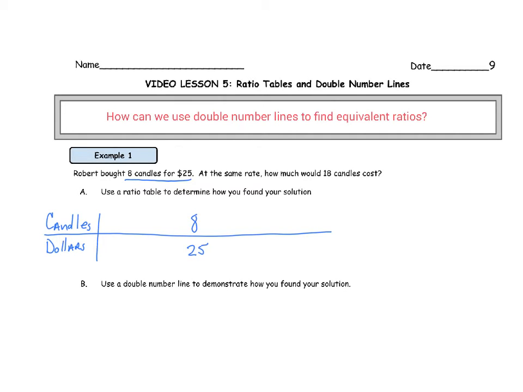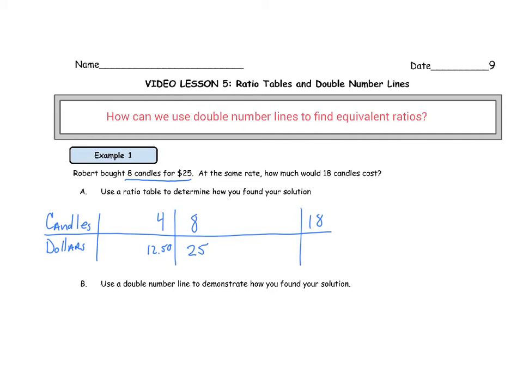I can't think of a factor when multiplied by 8 will give us 18. I can't think of one right now. So what we can do is break the ratio of 8 to 25 to a more simplified ratio so that we can build it back up. If we divide both 8 and 25 by 2, we'll still have an equivalent ratio. So I know that the cost of 4 candles, 8 divided by 2 is 4, has a cost of $12.50, 25 divided by 2. Now I still can't figure out a factor when multiplied by 4 will give us a grand total of 18 candles.